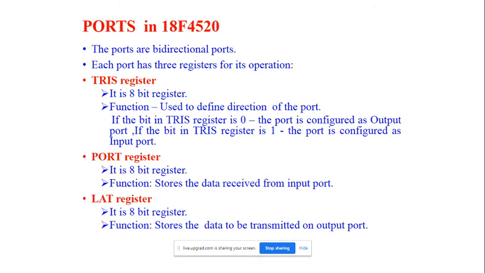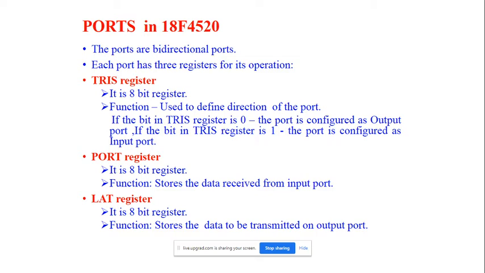Now, to support this PIC port structure, there are three registers. The first register is called the TRIS register, next is the PORT register, then the LAT register. The first point is that all the ports, A, B, C, D, E, are bidirectional ports. Each port is supported by these 3 registers in the architecture of the 18F4520. The first register is the TRIS register. It is an 8-bit register because the PIC microcontroller is also 8-bit.